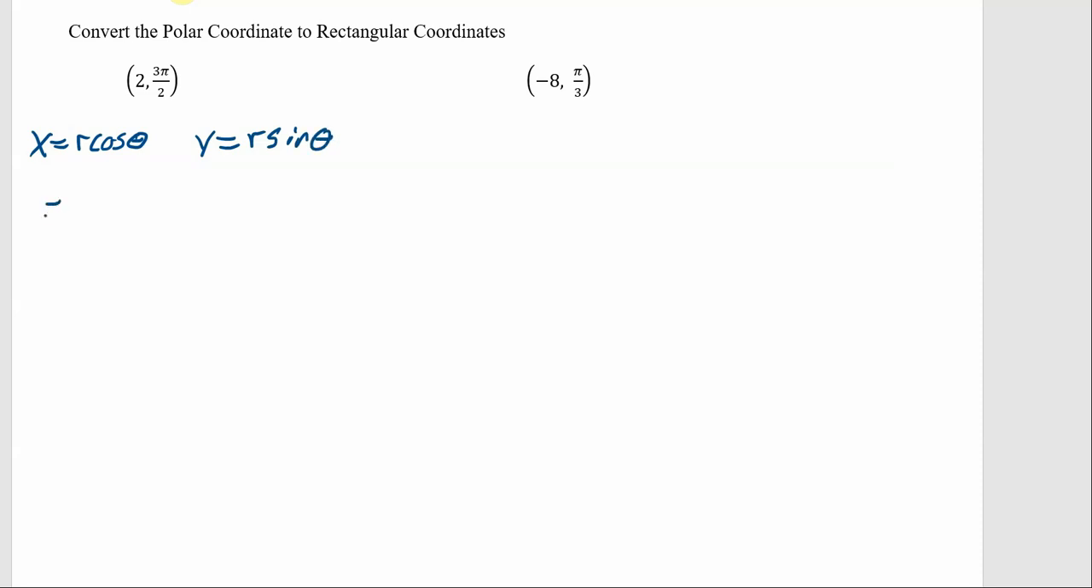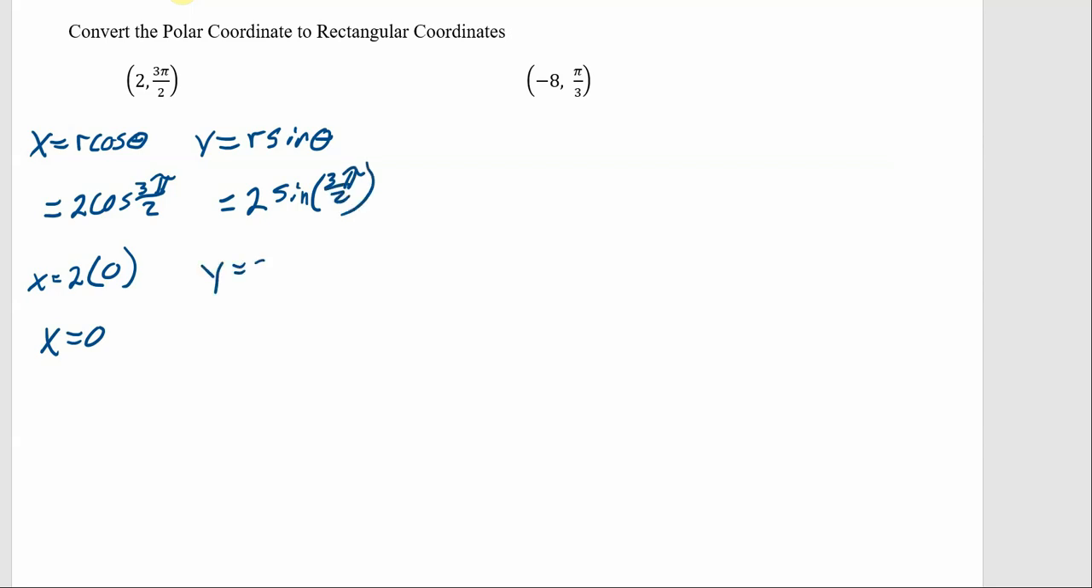So substituting into here, x is equal to 2 times the cosine of 3 pi over 2, which by your unit circle gives you 0. So x is equal to 0. Doing the same thing for y, I'm going to find that y is equal to r, which is 2, times the sine of 3 pi over 2, and that will be -1. So y equals -1. So the ordered pair is (0, -1) in rectangular form, and that gives me the same point as the polar coordinates (2, 3 pi over 2).